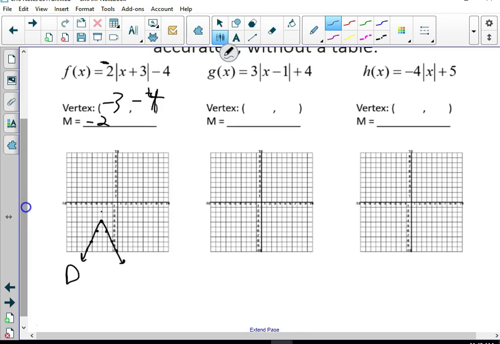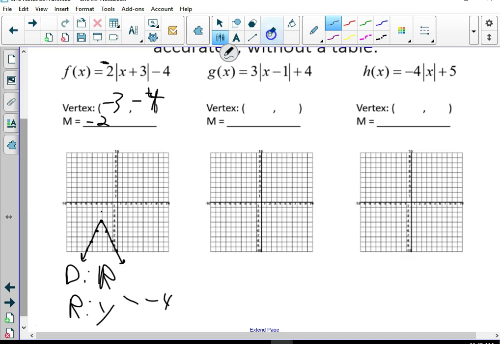Now, what's the domain of this one? All real numbers again. Careful with this one. What's the range? -3, -4. No, that's the vertex. Oh, you mean -4 is greater than y?